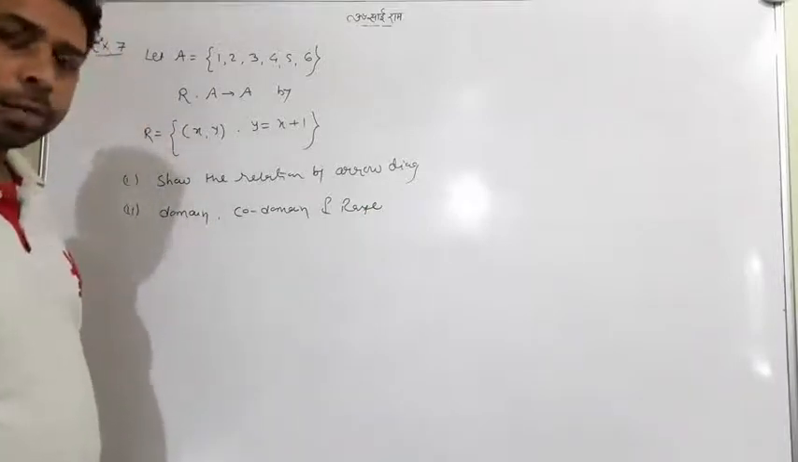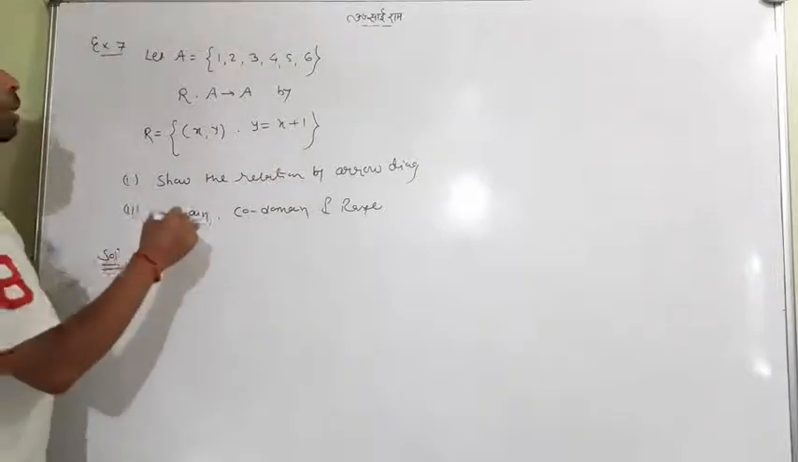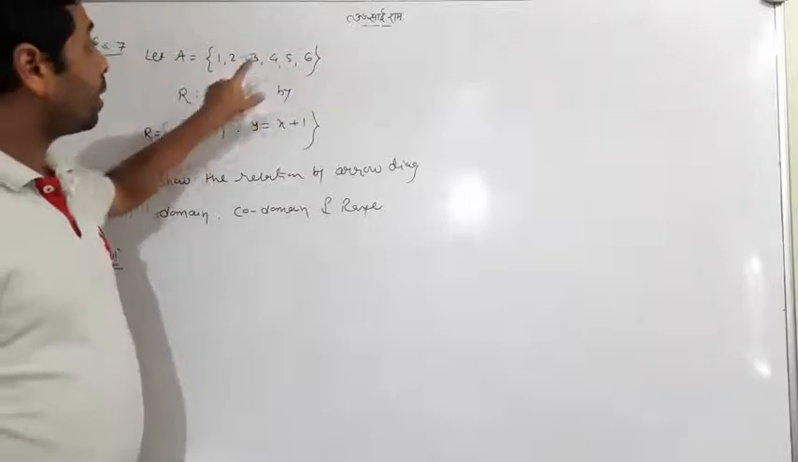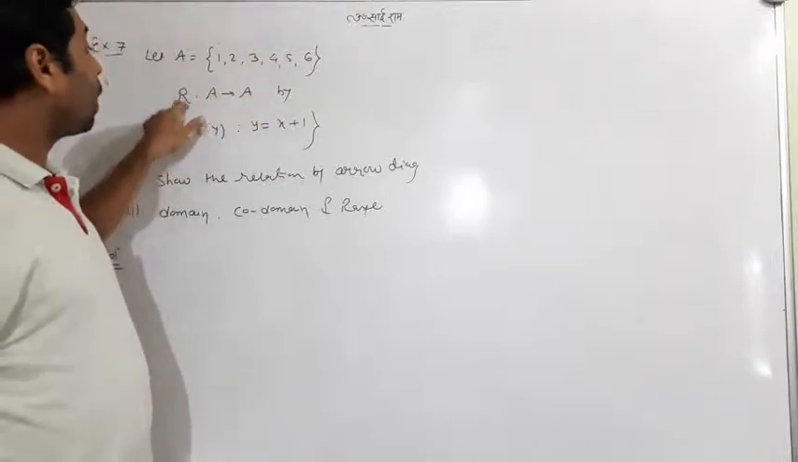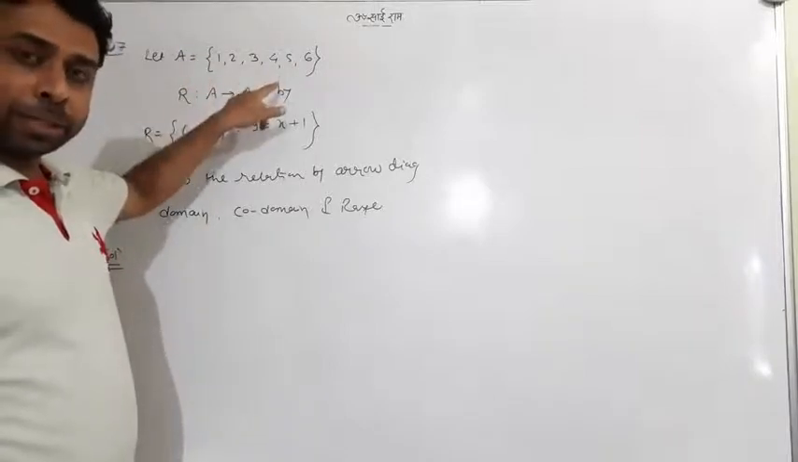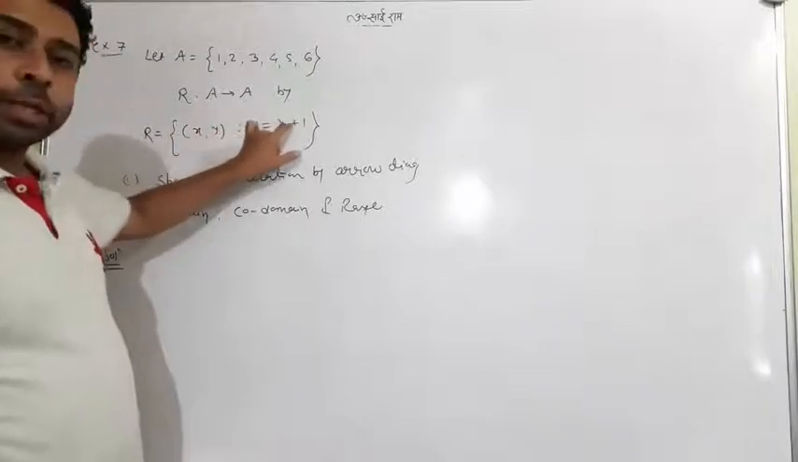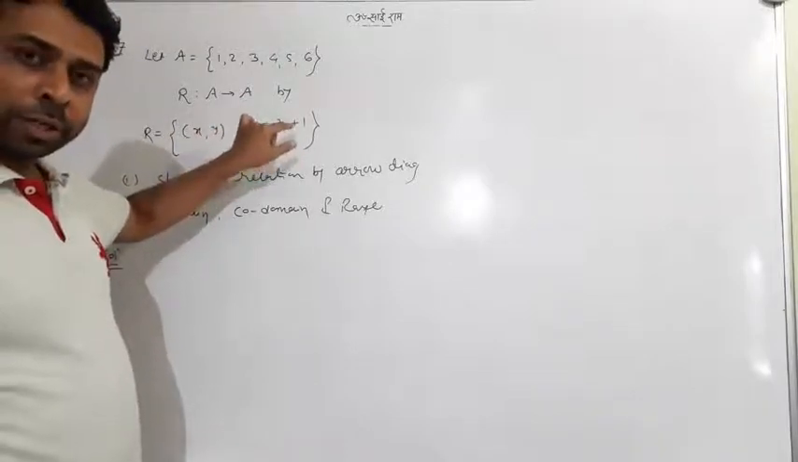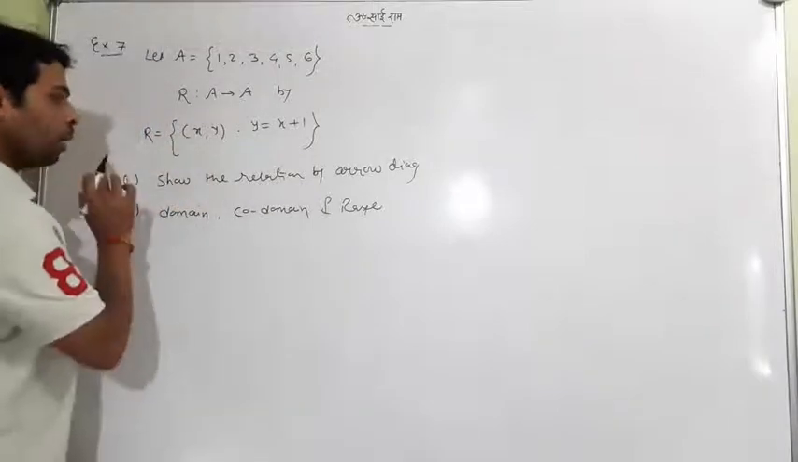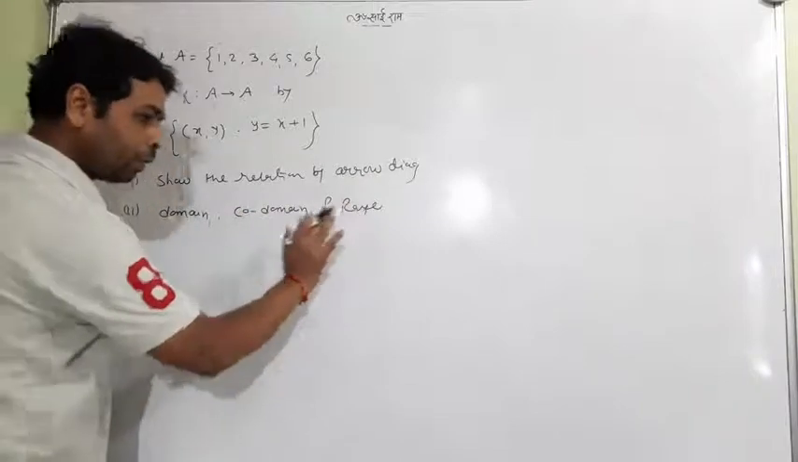So the question is not hard, but still let us go through it. The question says A equals {1, 2, 3, 4, 5, 6} and the relation R is from A to A, meaning same set to same set. And the relation is given by y = x + 1. So that is very interesting. First, I want to go through the relation by arrow diagram and domain, codomain, range, whatever it is told.